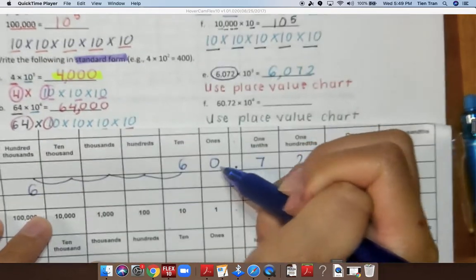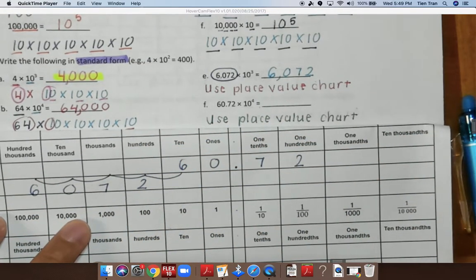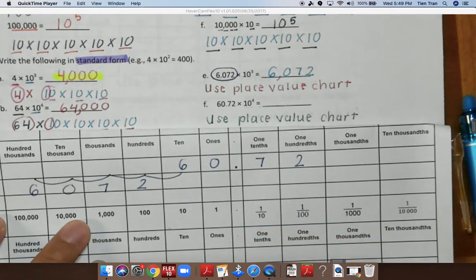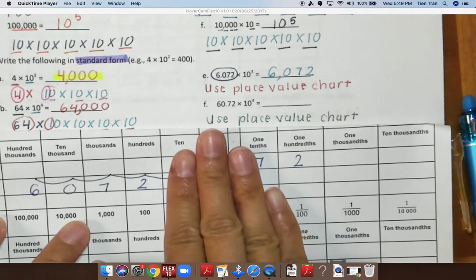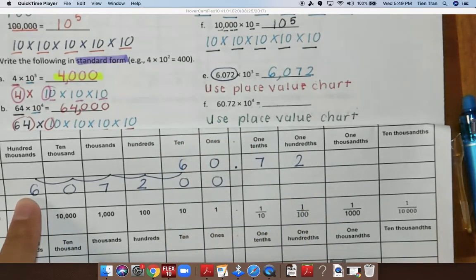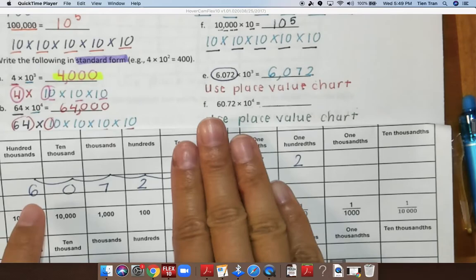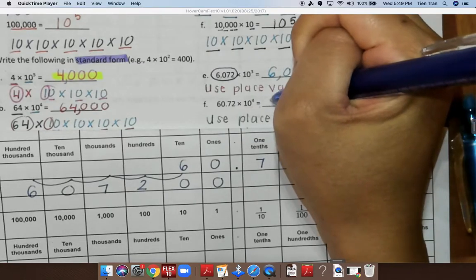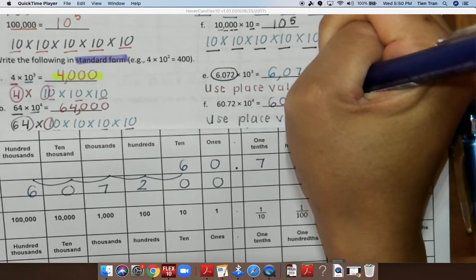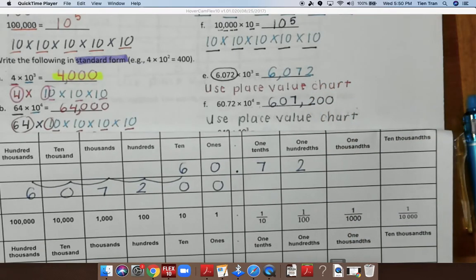And my 6, same thing with the 0, I move over 4 times. 7, I move over 4 times. And my 2, I move over 4 times. Look, I have a blank in my tens and ones place. When I see that blank in my tens and ones place, I'm going to put zeros until I reach the decimal. The reason being is if you keep it like this, then your answer is not going to be 607,200. It's going to end up looking like 672,000, which is incorrect. So you need to make sure that you're adding your zeros. I have 607,200. Okay? Now, I'm going to move on to the next problem.